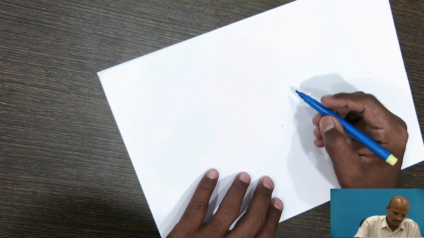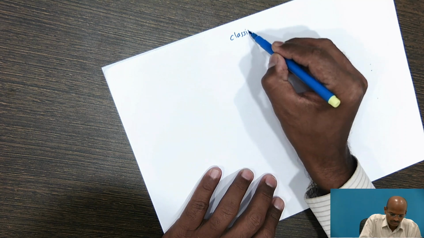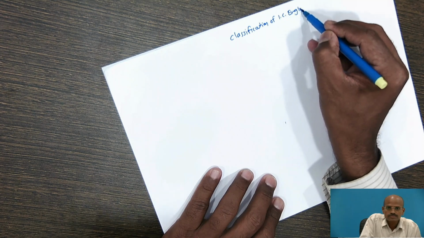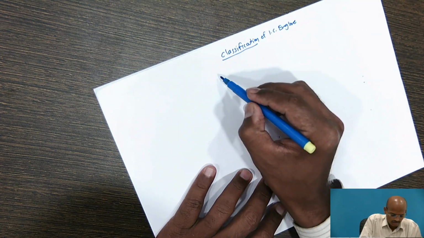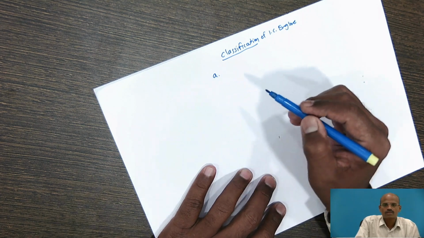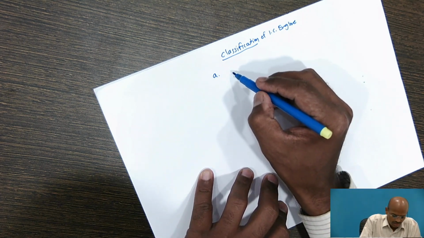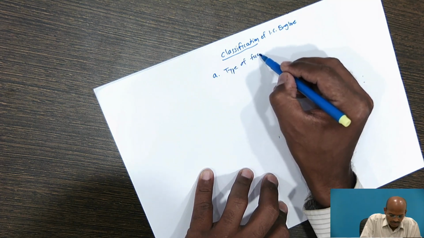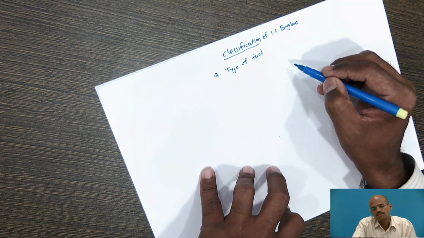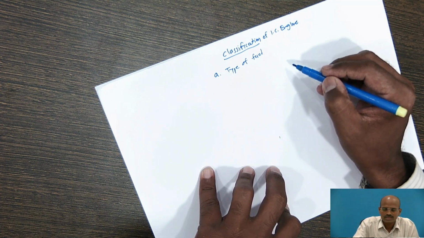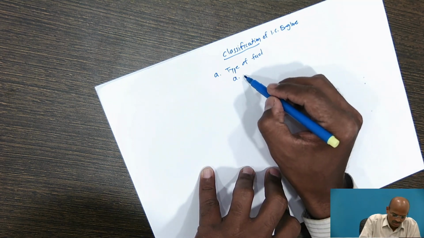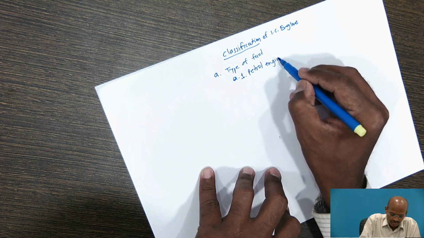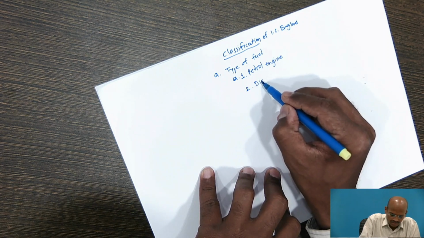Classification of engine. Classification of IC engine. Now, first classification: the engines are classified on the type of fuel. As we know, in society only two types of engines are used for passenger vehicles. First is called the petrol engine, and the second one is the diesel engine.